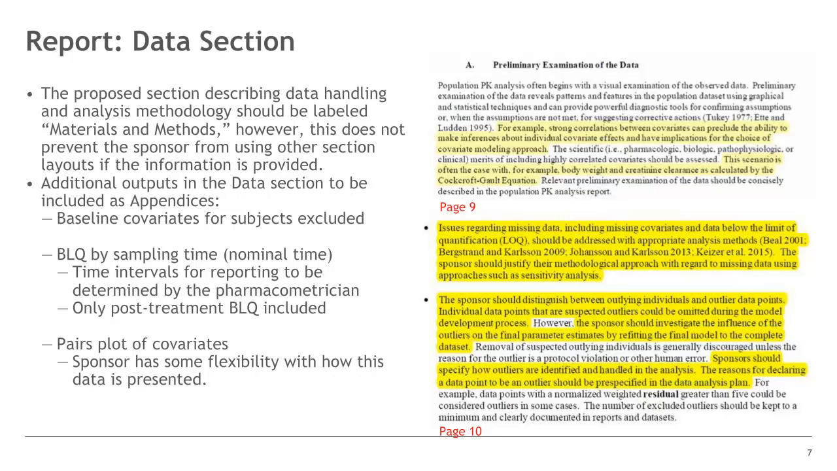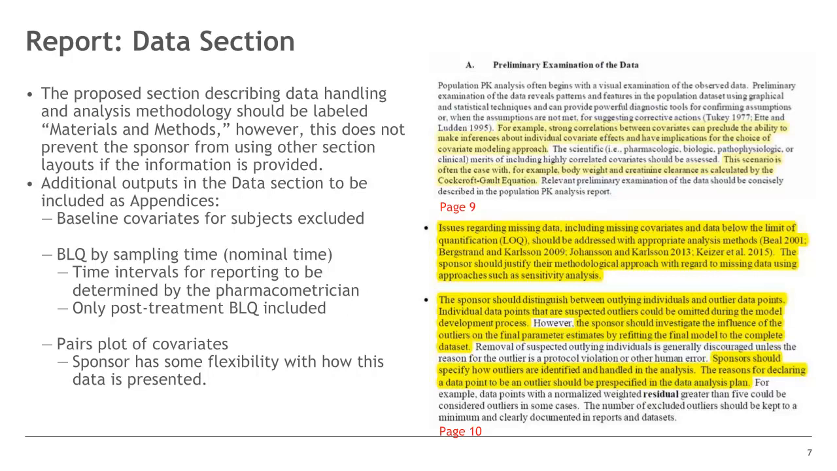One is this can be in the appendix or this can be in the body. You could do a baseline covariate table for subjects excluded. That's one inference from the guidance. And the second one is BLQ by sampling time. So there are multiple ways we could do that. We could do BLQ summary by population or by time intervals.